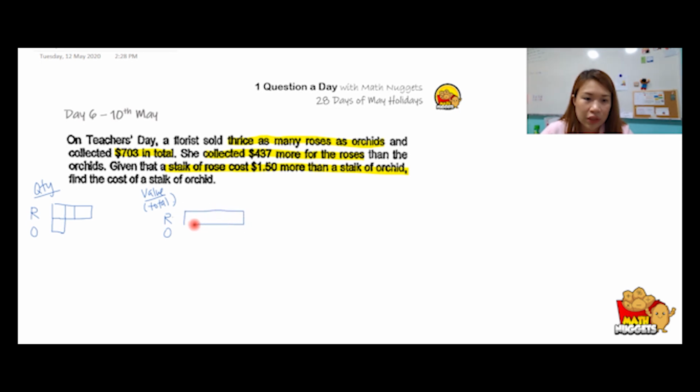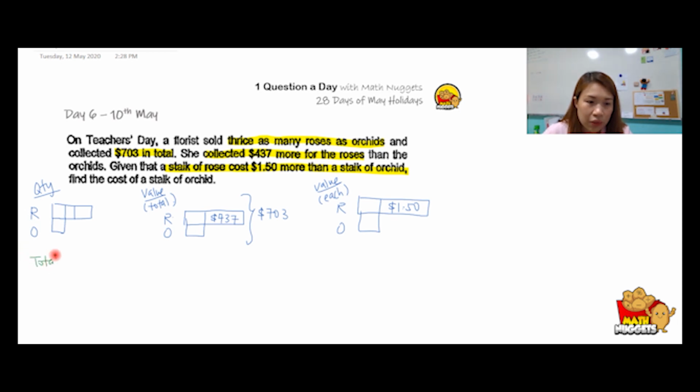She collected $437 more for the roses than the orchids, and she paid a total of $703. And what's given to us as well is the value of each of them, rose and orchid. The stock of the rose costs $1.50 more than the stock of orchids. Okay, so from this, I'm able to start from the total value first.